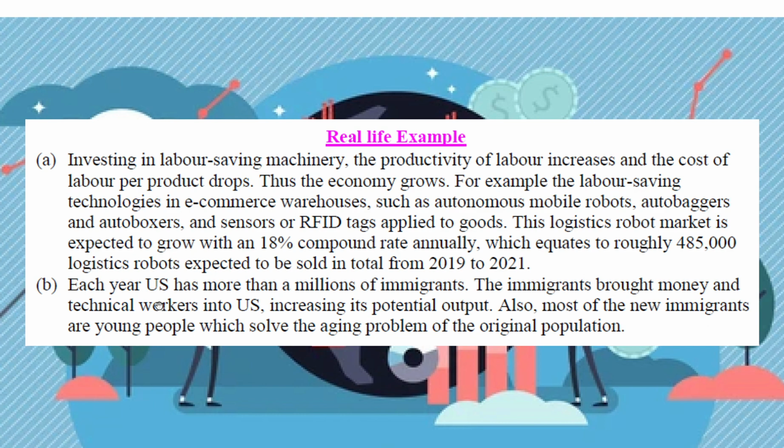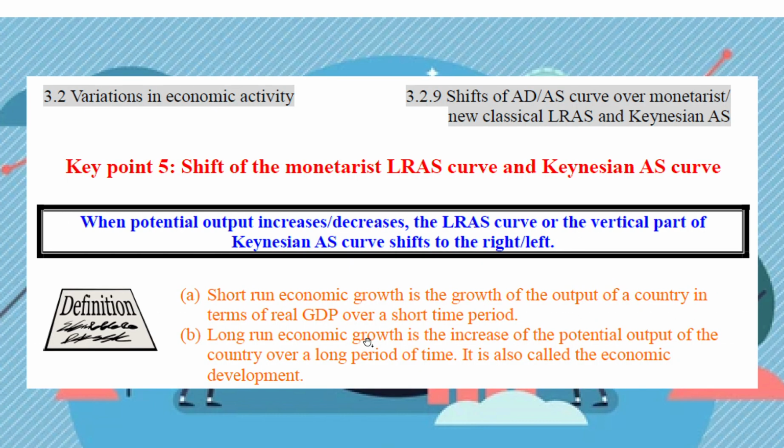Okay. And this year, the US has millions of immigrants. Immigrants brought money and technical workers, and the immigrants are young too. Okay, so it solves the aging problem of the US. And shape of the monetary areas and the Keynesian is good. Yeah, we talk about it. Okay, increase the quantity and quality of factors of production, right? When the potential output increases, the SRAS curve and the vertical part of the Keynesian AS curve shift to the right.